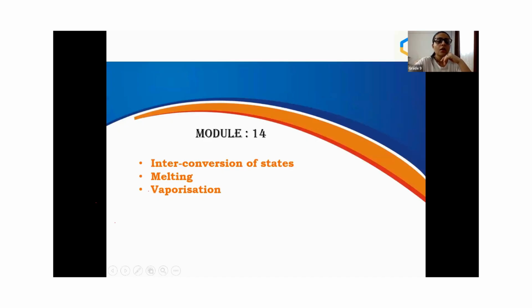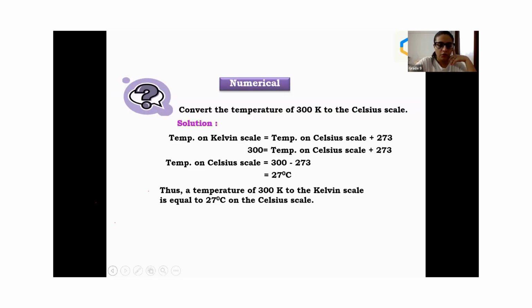Correct answer. Okay. One question I would like to give you on Fahrenheit. I'm writing it here. So the question is convert 30 degrees Celsius to Fahrenheit, students. Try it.